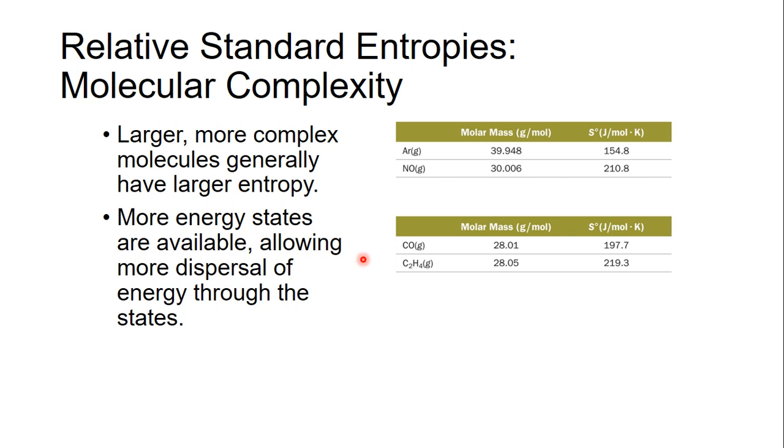Also, the more complex a molecule is, the higher its entropy. Here, comparing molar masses, argon versus NO: NO actually has a smaller molar mass, but there's a triple bond between the nitrogen and oxygen, which makes it more complex, which means we have higher entropy. And here we have carbon monoxide versus C2H4. These have the same molar masses, but C2H4 has more bonds, so it has higher entropy.